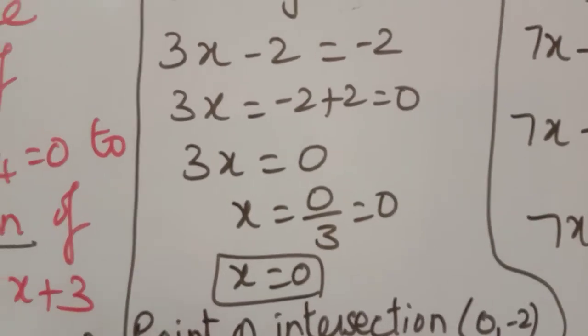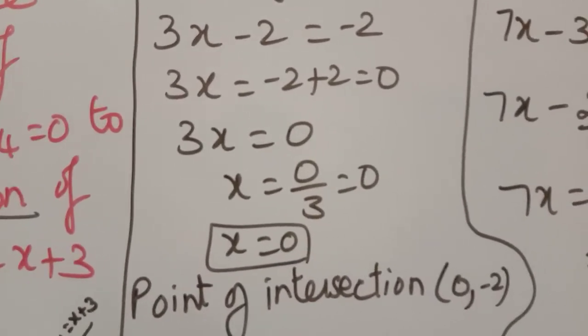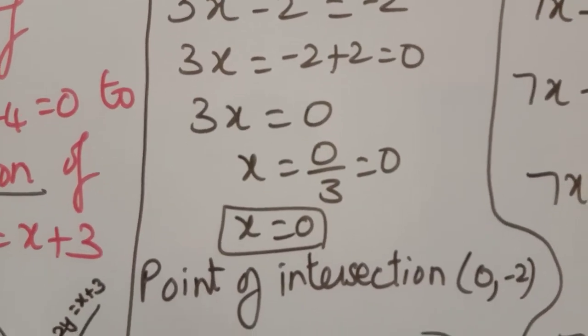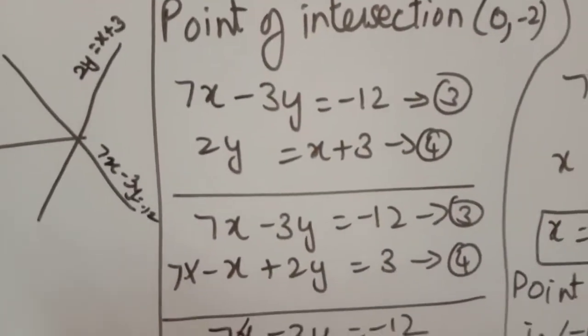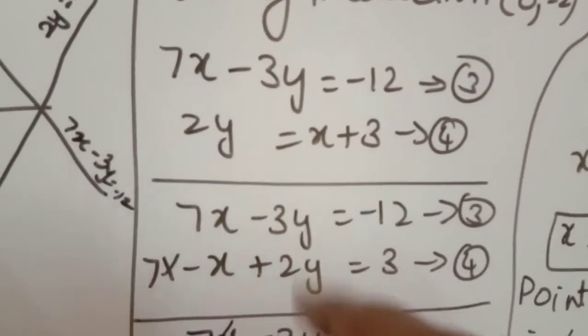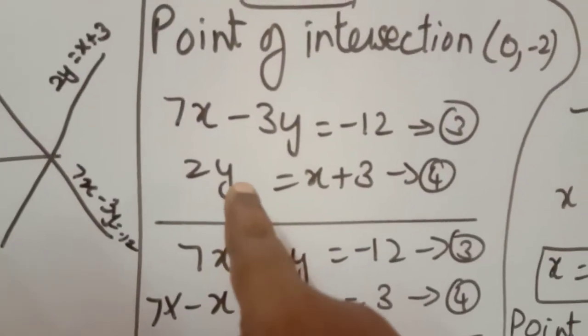Okay. Next, point of intersection, x value first, y value next. So 0 comma minus 2. Next, write down the second set of two equations. Okay, so here, this is the second equation.